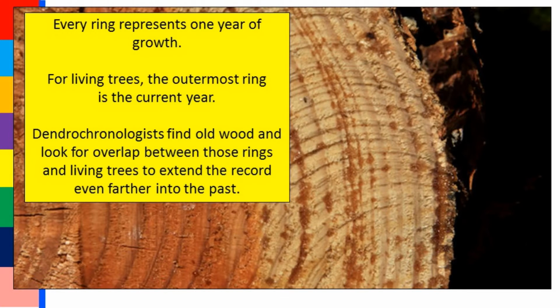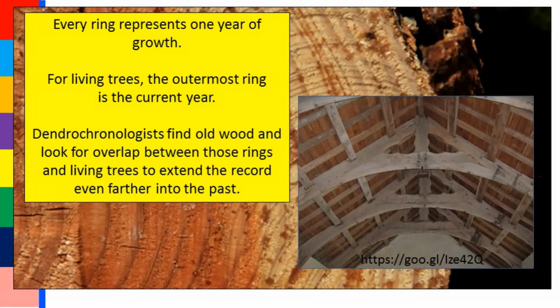Another strategy is for dendrochronologists to go out and find old wood and look for overlap between those rings and the rings of living trees. For example, this is the roof of a church in Ireland that was built something like 1,000 years ago. We have a pretty good date as to when these timbers were cut, because it wasn't like we cut down trees and then let them sit around for 500 years before we make them into boards.